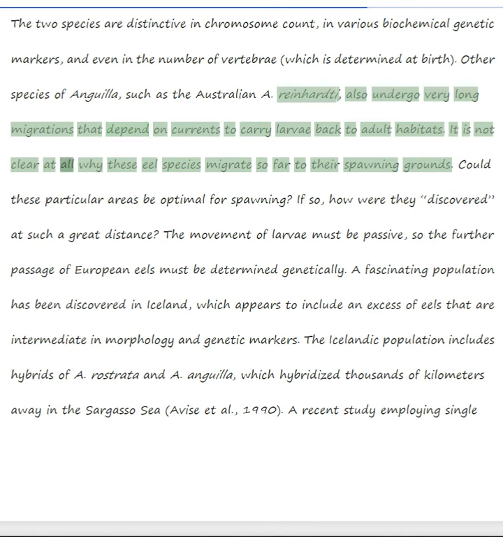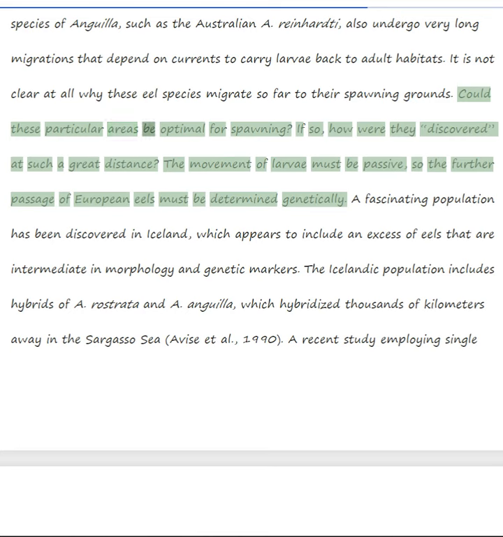It is not clear at all why these eel species migrate so far to their spawning grounds. Could these particular areas be optimal for spawning? If so, how were they discovered at such a great distance? The movement of larvae must be passive, so the further passage of European eels must be determined genetically.